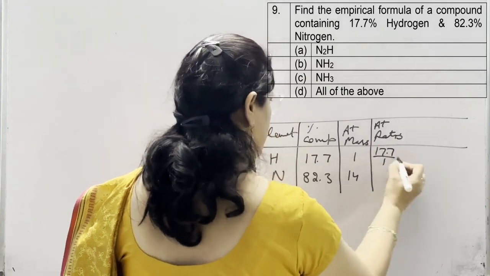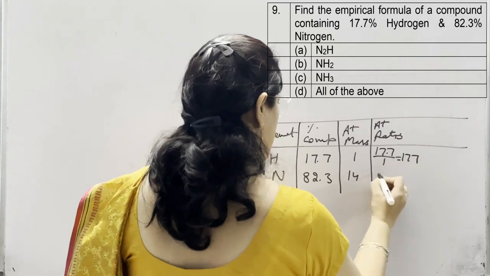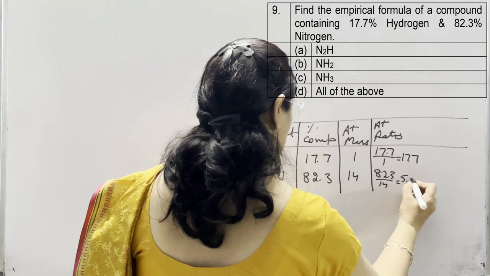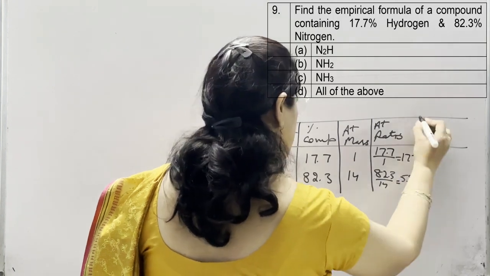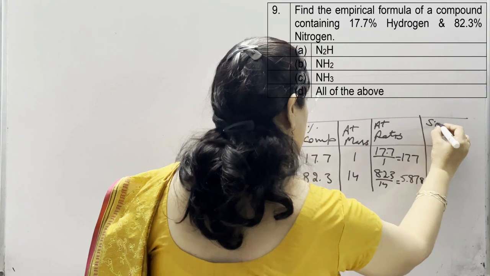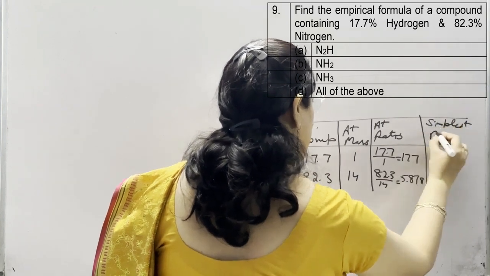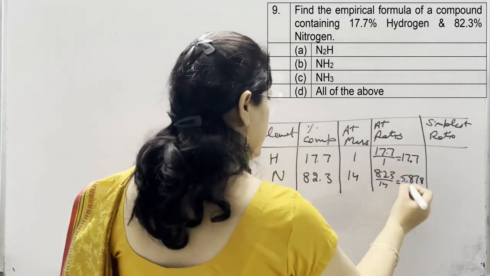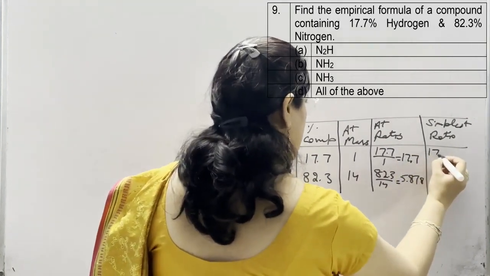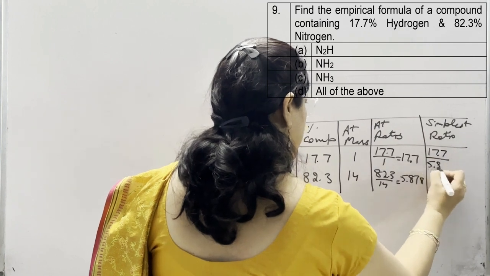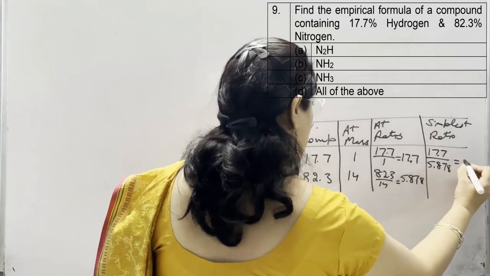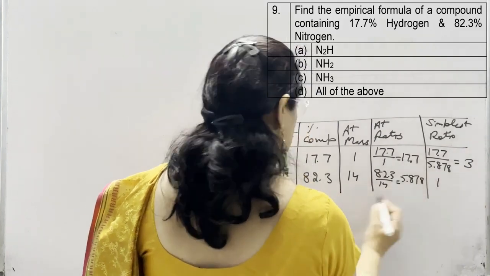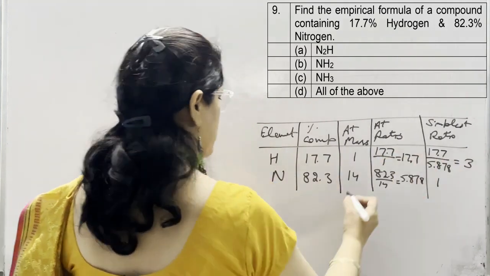17.7 divided by 1, it means 17.7. 82.3 divided by 14, it means 5.878. Now coming to the last step of this table, it means simplest ratio. It means we have to divide by the least number out of these two. And we know that the second one is the least. So 17.7 is divided by 5.878 and the value comes out to be 3. And dividing the same number here we get 1. So for hydrogen it is 3 and for nitrogen it is 1.